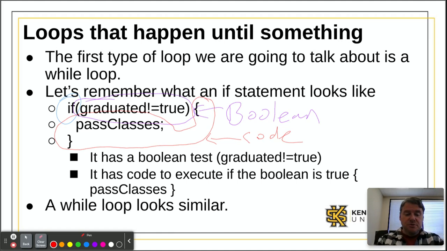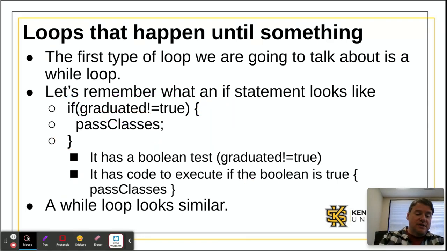But again, the most important things here are you have this Boolean expression. It has to be there. And the if statement only happens if the Boolean is true. The same thing is going to be true for a while statement. And then you have this block of code that is the stuff that you're trying to do once in the case of an if statement or multiple times in the case of a while statement.